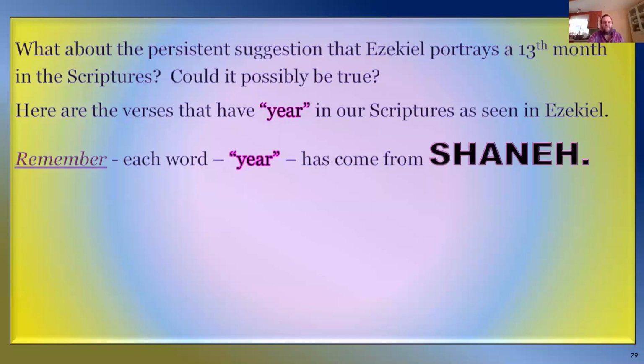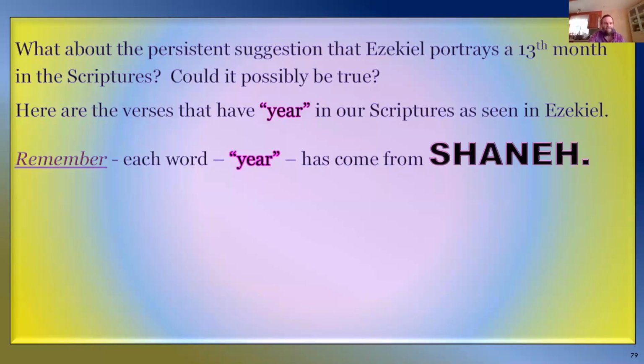What about the persistent suggestion that Ezekiel portrays a 13th month in the scriptures? Could it possibly be true? How many times have we been told, oh yes, Ezekiel exposes a 13th month in the scripture? I've been told that so many times.